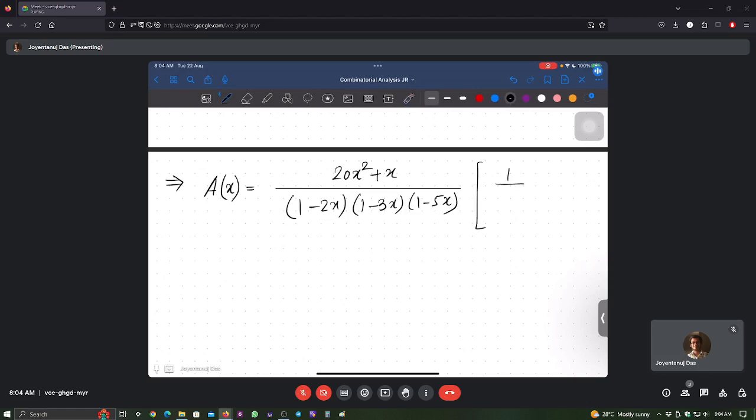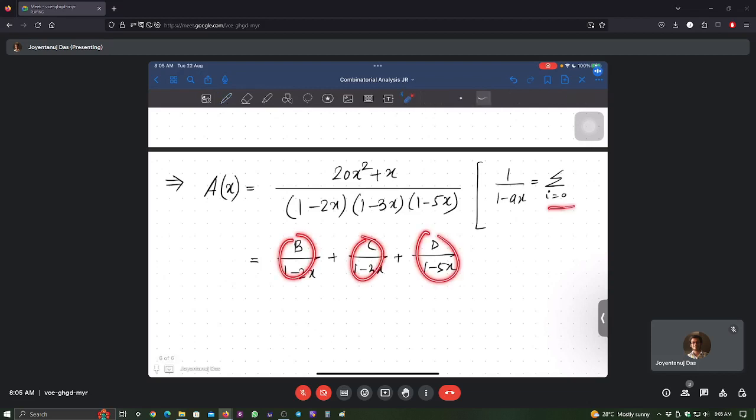I know the expansion of the expression 1 by 1 minus sx, the Taylor expansion or infinite series expansion. But as a whole, I don't know this expression. So if I can express it as some constant times 1 by 1 minus 2x plus some constant times 1 by 1 minus 3x and 1 by 1 minus 5x, then individual terms I know how to expand using the infinite series. So I want to express it like this.